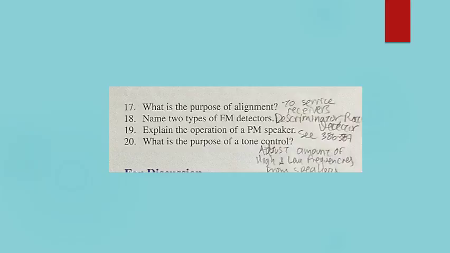Question 17, what is the purpose of alignments? And that is to service receivers. Question 18, name two types of FM detectors. That is the discriminator and the ratio detector.